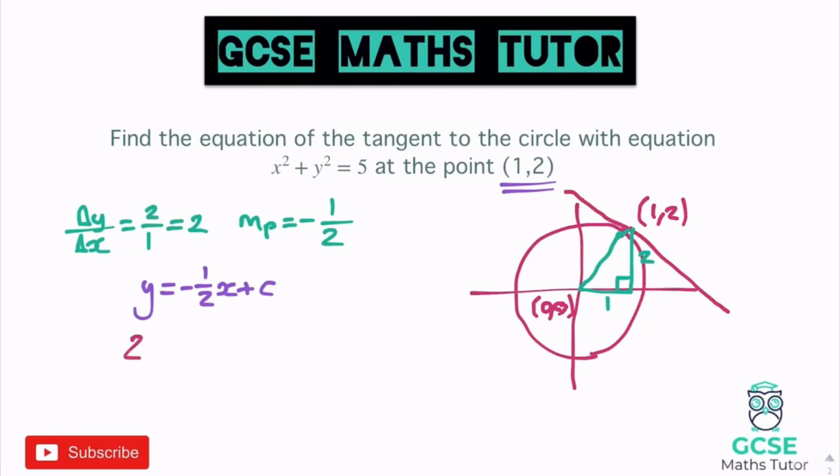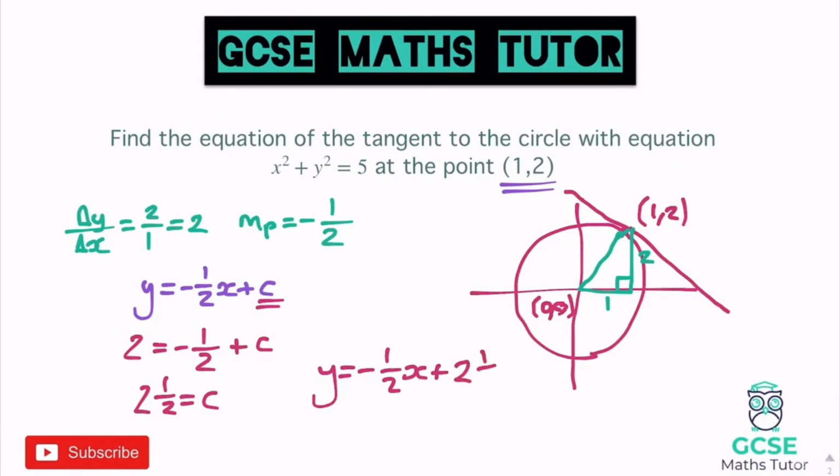We get 2 equals minus a half times 1, which is just minus a half, so I won't bother writing that in, plus c. Add the half over, we get 2.5 equals c, and that's fine to leave it as a decimal. And now we can just write our equation, just replacing c with 2.5. So y equals minus a half x plus 2.5, and again you can write these as decimals if you want. You could write minus 0.5x plus 2.5.